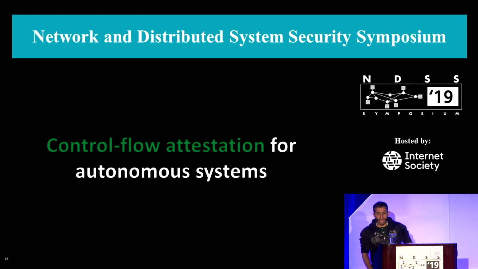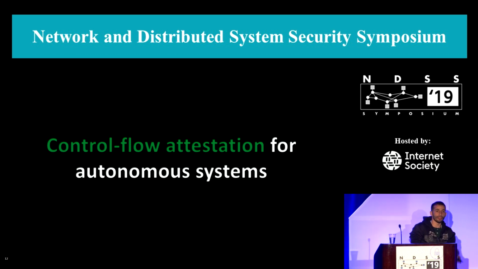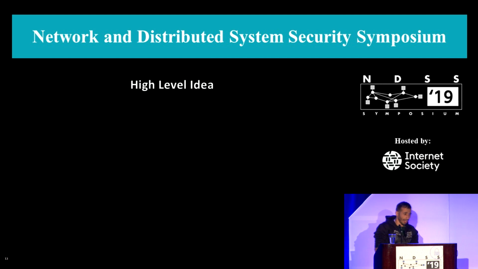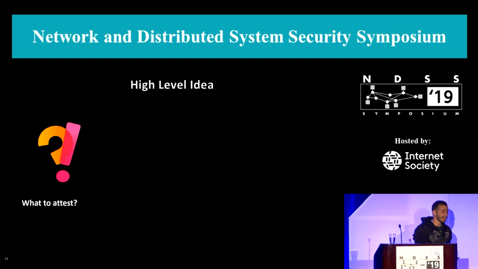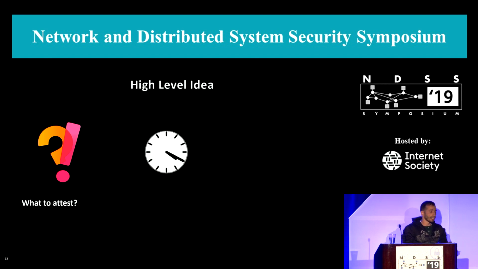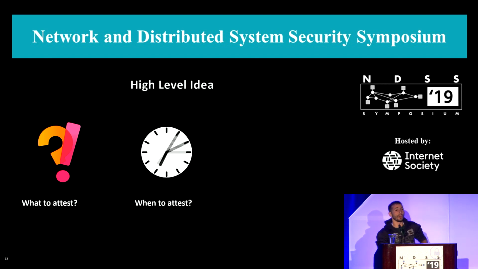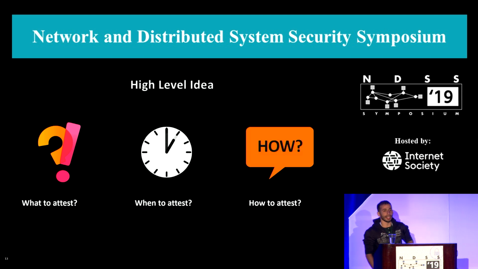So our actual challenge is how to apply control flow attestation to autonomous systems, which have much more complex software. The high-level idea of our solution is to change what we attest, or to answer these three questions. What do we actually attest? When do we actually attest it? And how do we attest it?